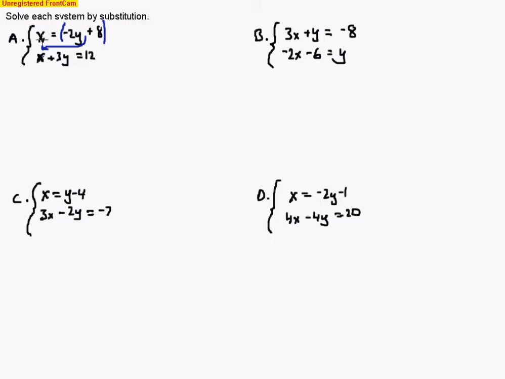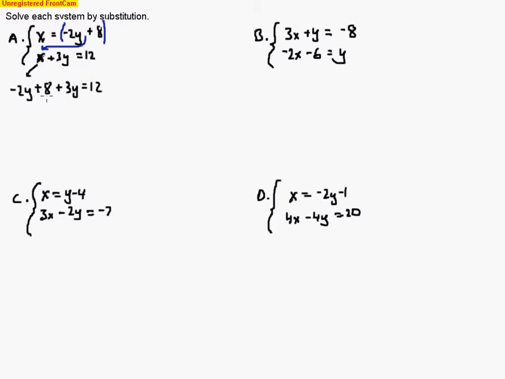So x equals negative 2y plus 8. That's what the top equation says. And so in place of this x right here, we're going to write down negative 2y plus 8. And this plus 3y, we're just going to bring down, and the equal sign and the 12 as well. From that point, we can do some opposite operations.